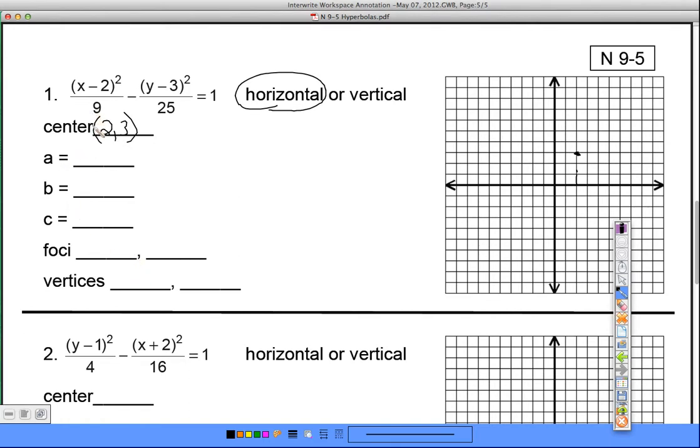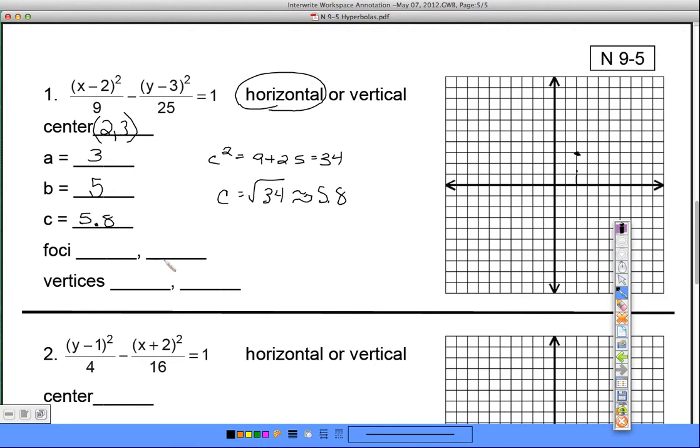a is the square root of a squared, so that's 3. And b is 5. Now notice in this case the b is the biggest one. Again, different from an ellipse. The b can be bigger than a. a is always listed first. c squared is a squared plus b squared, which is 34. So c is going to be the square root of 34, or an estimated value of 5.8. So c is about 5.8.